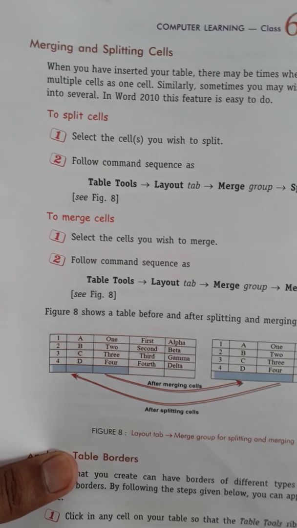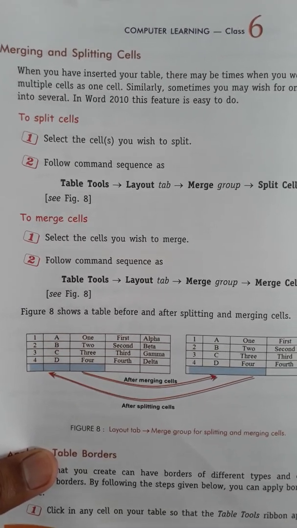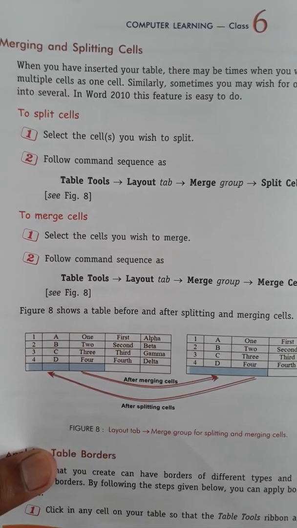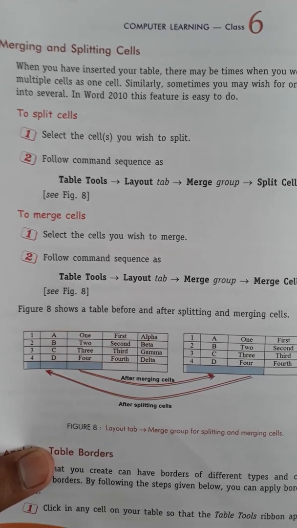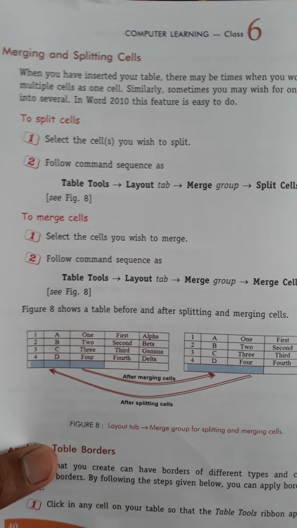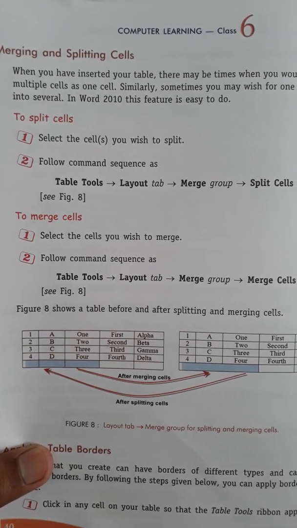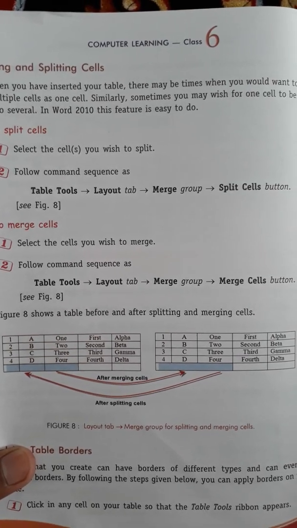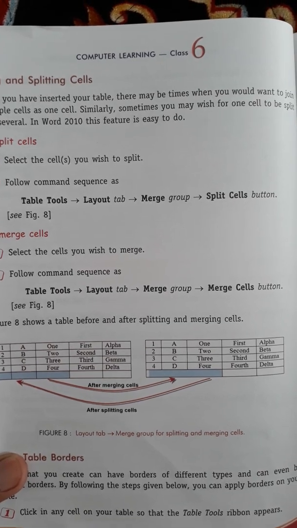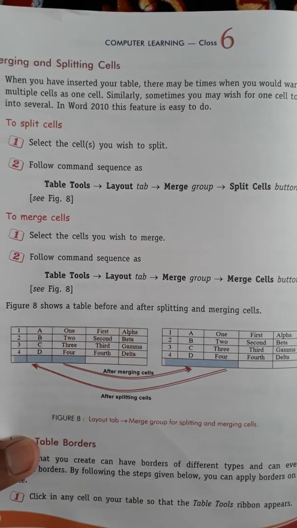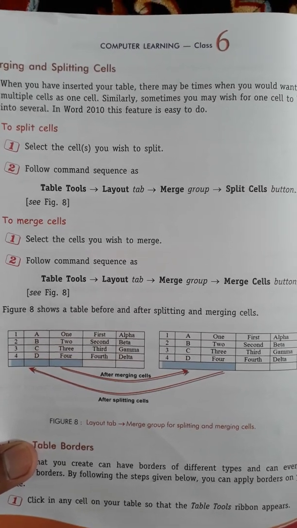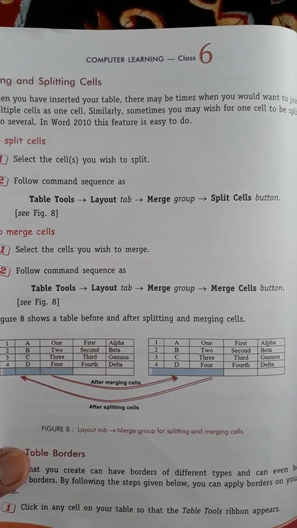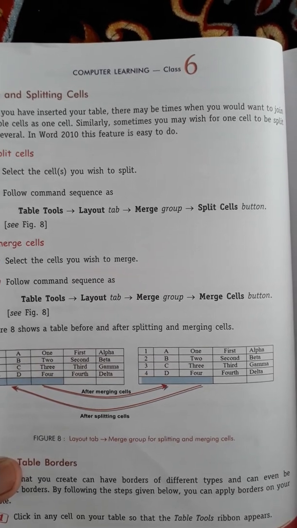Next, merging and splitting cells. Merging means to join two or more cells, and splitting means to divide a cell. To split cells, select the cells you wish to split. Follow the command sequence as Table Tools, Layout tab, Merge group and Split Cells button. To merge cells, select the cells you wish to merge. Follow the command sequence as Table Tools, Layout tab, Merge group and Merge Cells button.